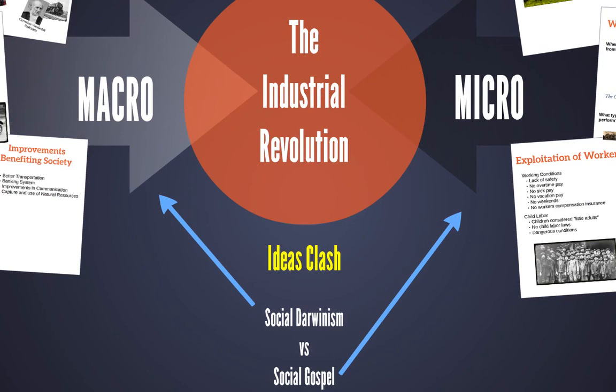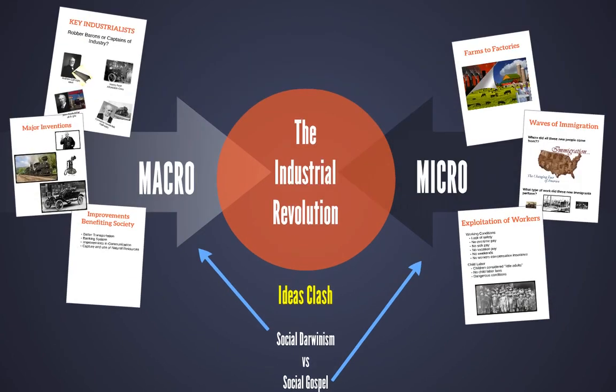And then we're going to finish up talking about two major ideas that clash during the Industrial Revolution: social Darwinism versus an idea called social gospel. And we'll talk about those when we get done talking about the other details. So there you go. These will be the ideas. We will be covering these in the Industrial Revolution.